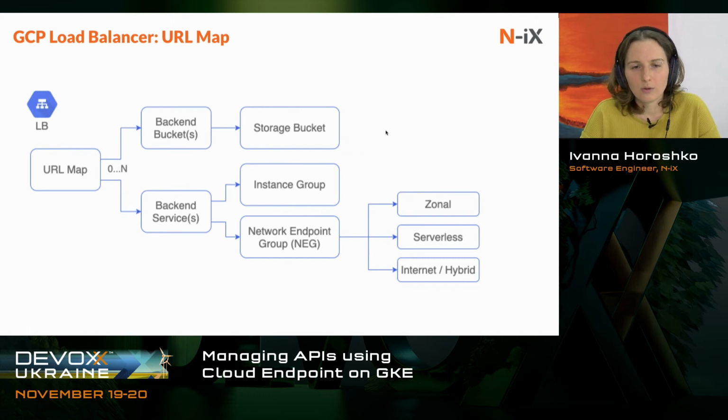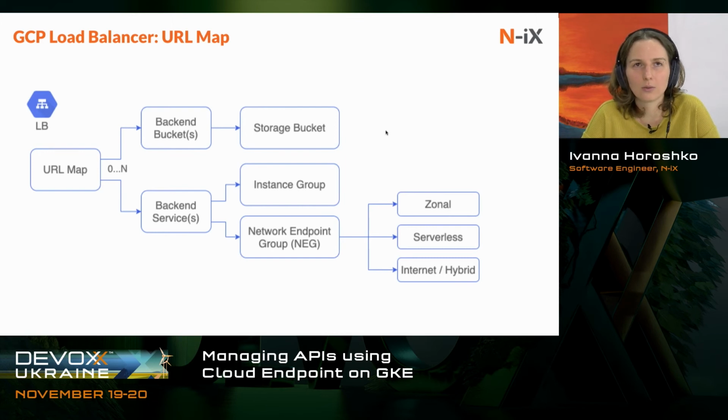When it comes to the backend service, it's slightly more complicated because after the backend service, there is kind of another level of abstraction. So we can route, not forward, either to an instance group or to a network endpoint group. Let's take a closer look at it.